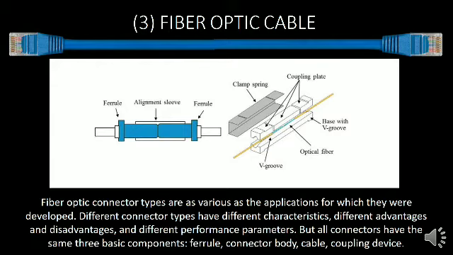Fiber optic connector types are as various as the applications for which they were developed. Different connector types have different characteristics, different advantages and disadvantages, and different performance parameters. But all connectors have the same basic components: the ferrule, connector body, cable, and coupling device.